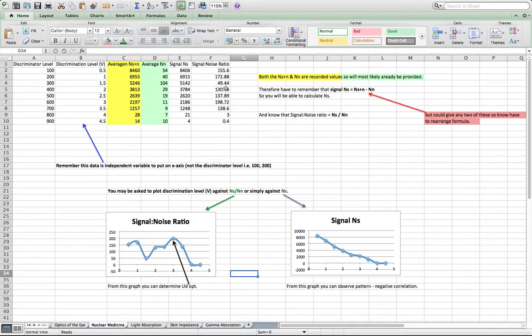That was then used to form a signal versus noise ratio, which, as it's a ratio, all you have to do is take the signal value, the signal count, and divide that by the noise count. So you're basically just determining how much greater the signal count is than the noise count. So that's these values in the final column.